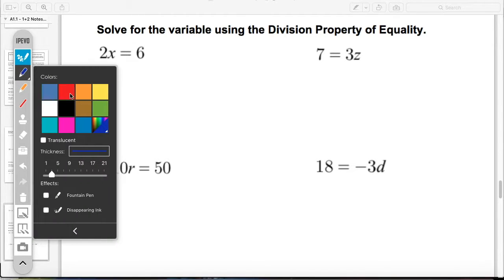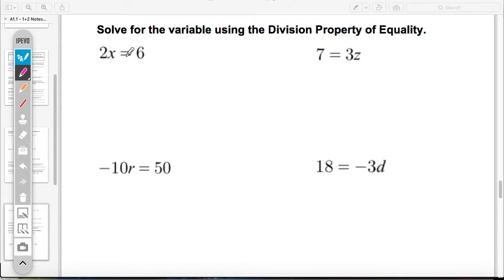So let me switch up my color here. Okay. Still make my t. So this means 2 times x. 2 is the coefficient. So in order to get rid of it, I will divide by 2 on both sides. So 2's cancel. I'm left with x equals 6 divided by 2, which is 3.